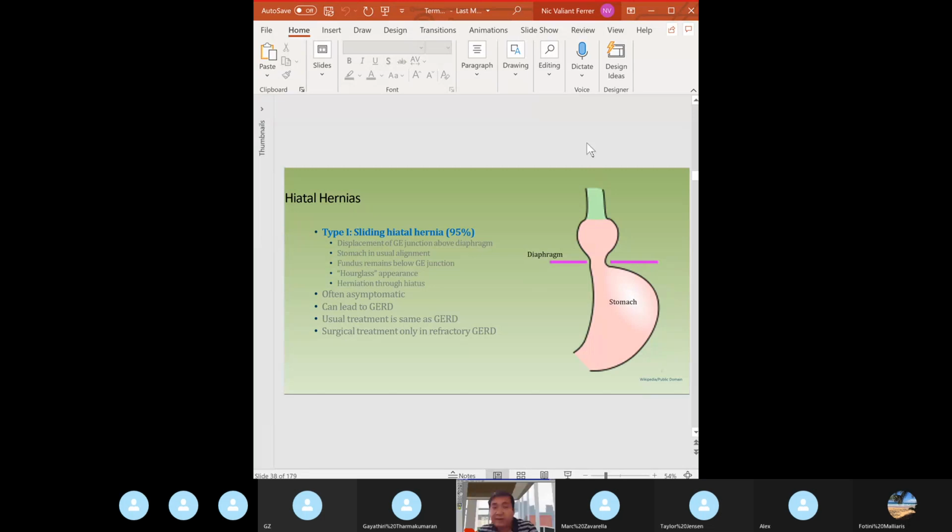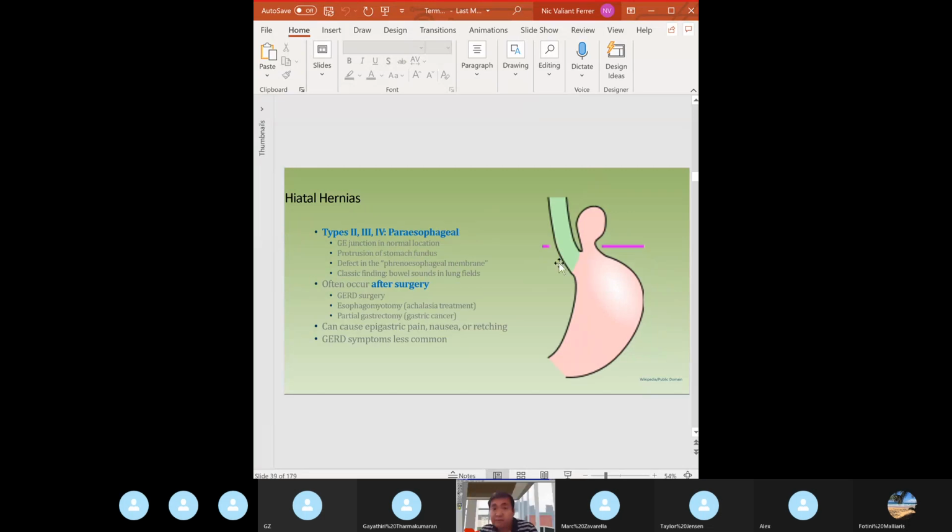Type 2, paraesophageal. Why is it paraesophageal? The GE junction stays in place. Only a part of the stomach is protruding, right? The fundus part of the stomach is protruding. There's a defect in your phrenoesophageal membrane. Classic finding, bowel sounds in lung fields, high yield. Paraesophageal hernia often occurs after surgery, for example, GERD surgery, or they do a myotomy, right? Achalasia treatment, or a partial gastrectomy. It can cause epigastric pain, nausea, retching, and GERD symptoms are less common.